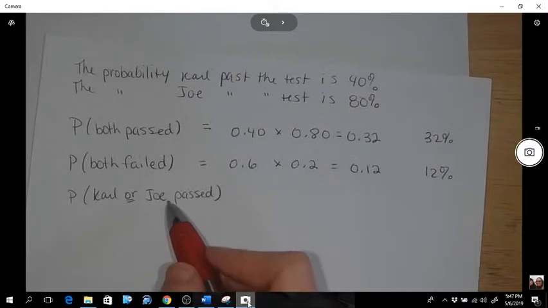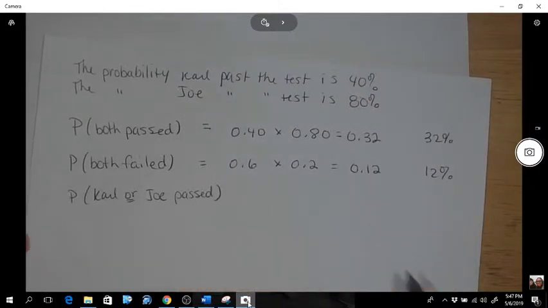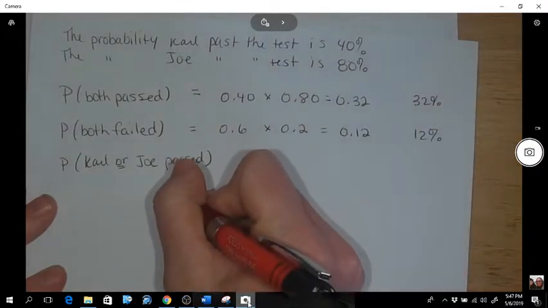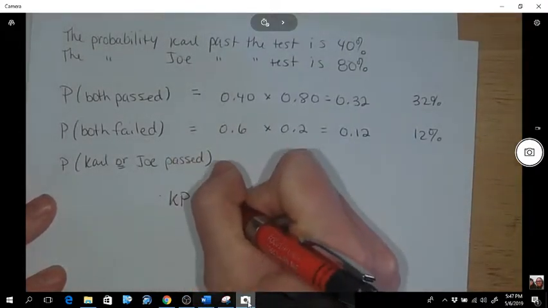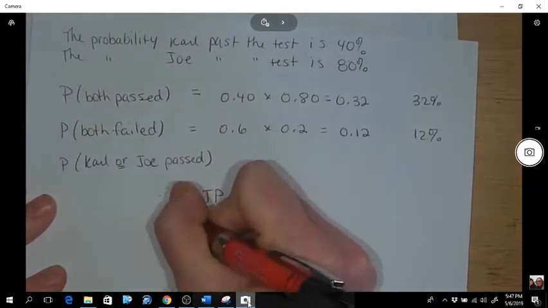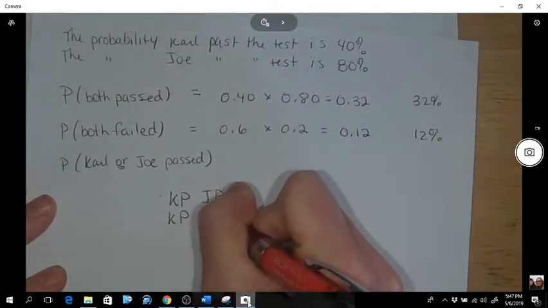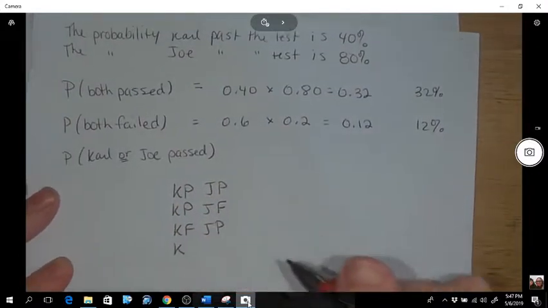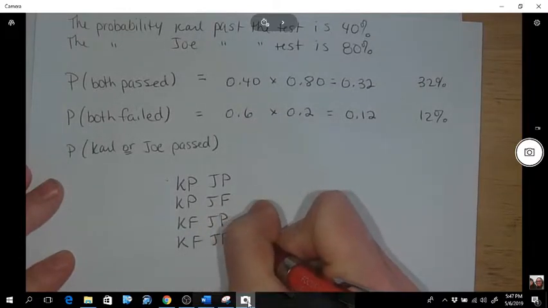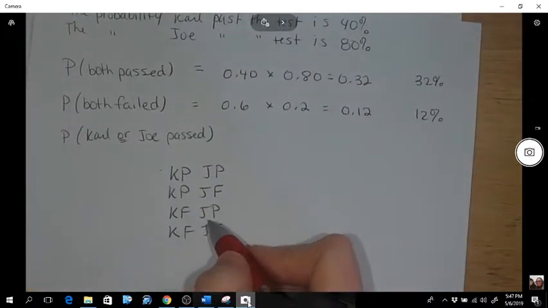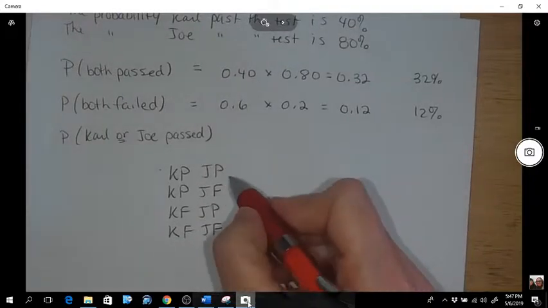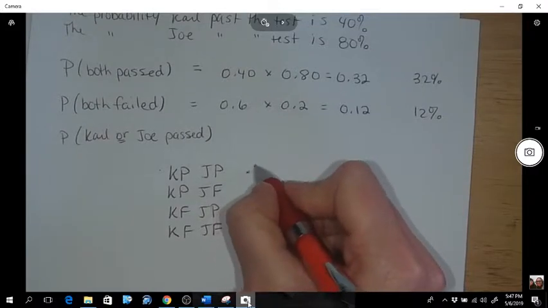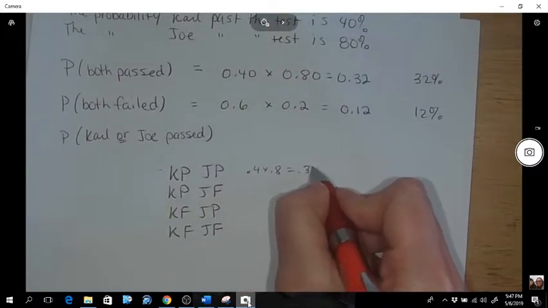And the probability that Carl or Joe passed. So let's look at what could happen here. You could have these possibilities. Carl pass, Joe pass, or Carl could pass and Joe could fail. You could have had Carl fail and Joe pass, or Carl fail and Joe fail. Okay, so we could do this in a few different ways. So we did this one already, that they both pass is 0.32.